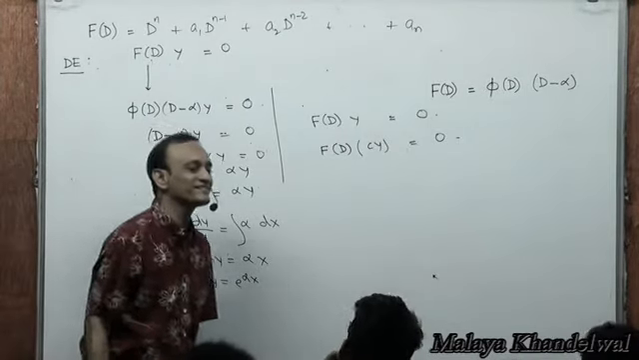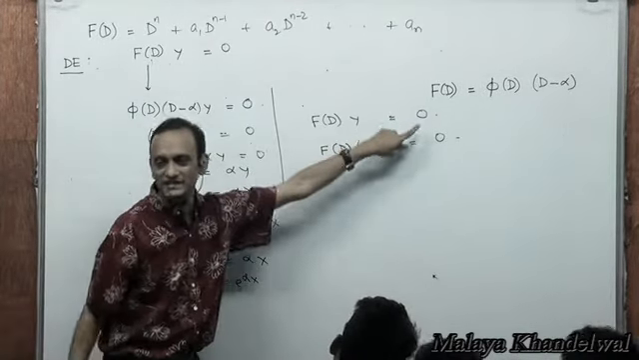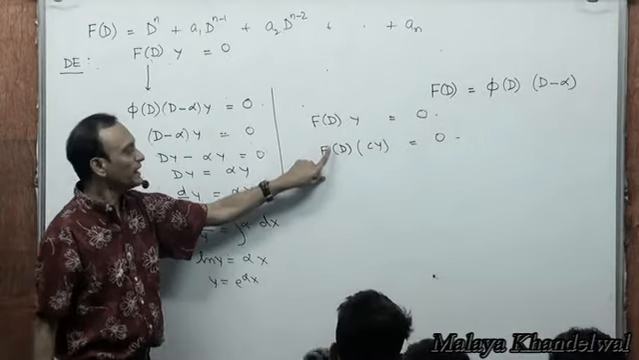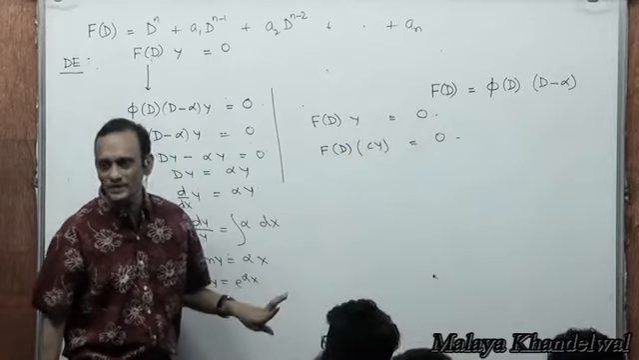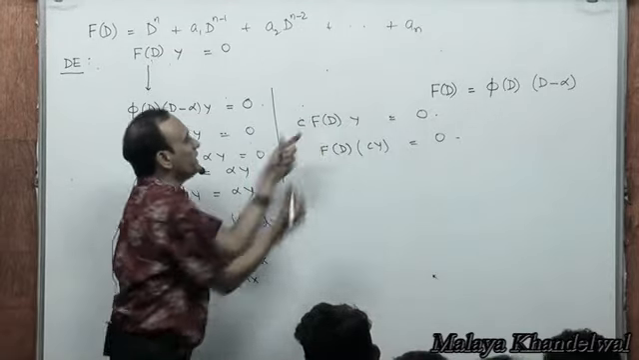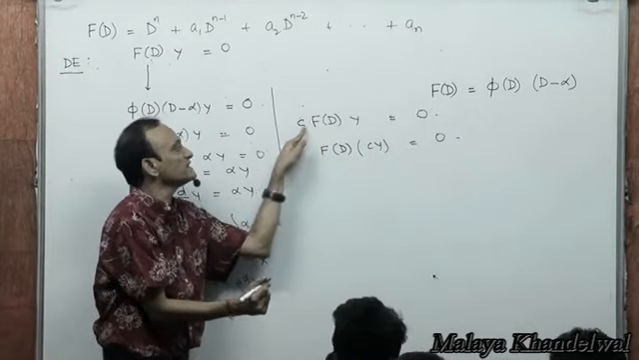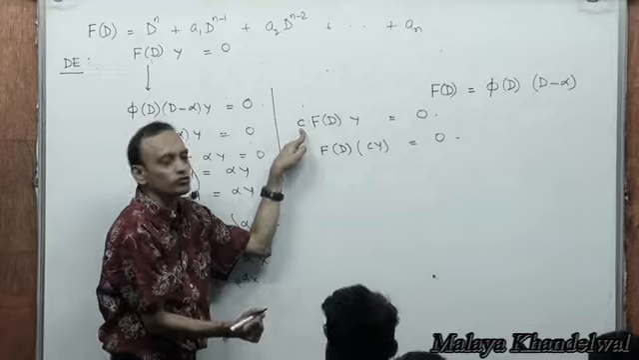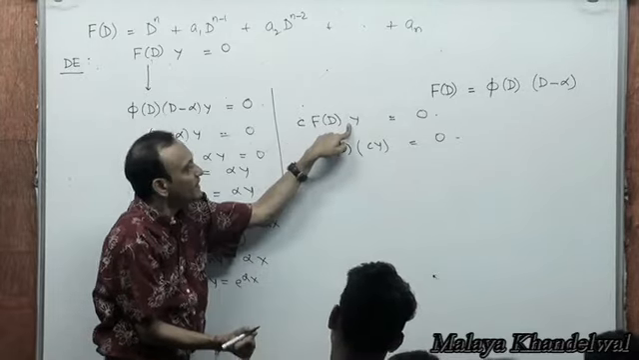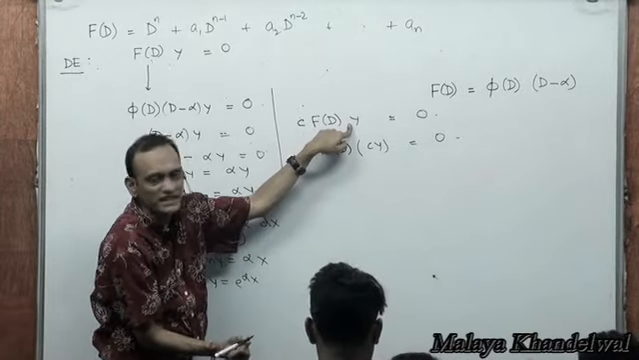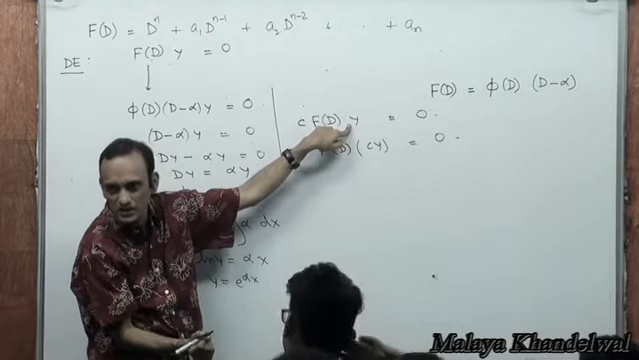You don't understand, right? If fd acting on y is 0, then fd acting on c times y will also be 0. It's like this is only derivatives, not a set of derivatives. This c can come inside fd. I multiply throughout by c. This c wriggles past the derivatives and enters, gets clubbed with y, merges with y.